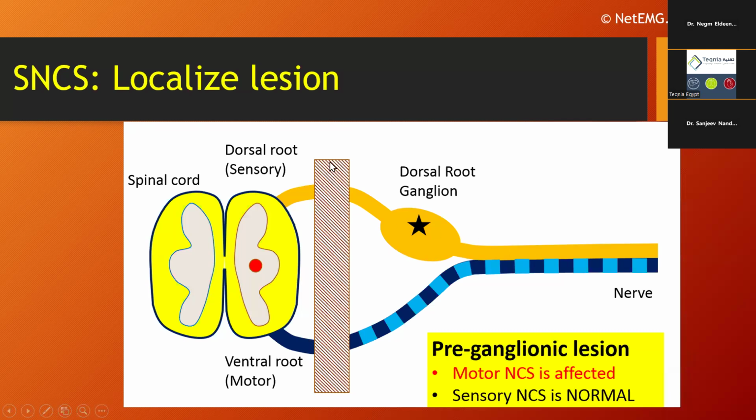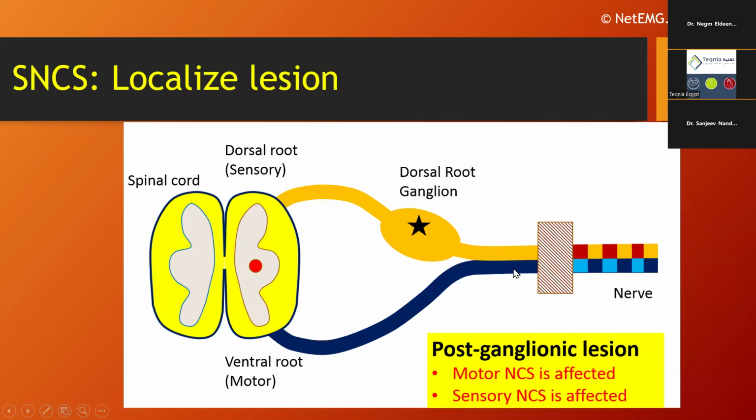If I had a lesion, a radiculopathy, in this area, notice that my dorsal root ganglion are not affected. And as a result, my sensory nerve conductions will be normal, but my motor nerve conductions will be abnormal. In contrast, if I had a plexopathy, the lesion is distal to the dorsal root ganglion. Now I'm going to get abnormal sensory nerve conduction as well as abnormal motor nerve conduction.